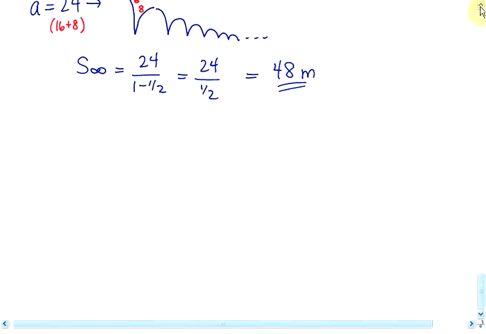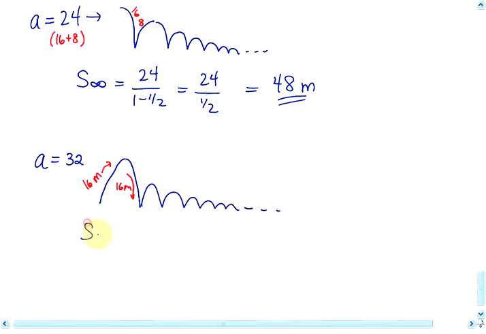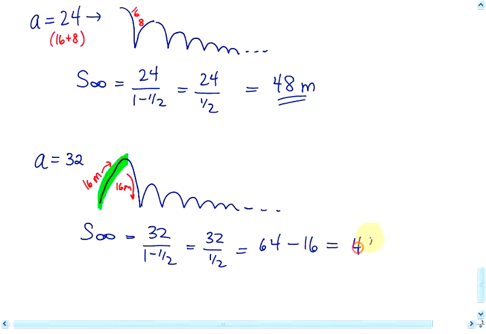The third way that we could look at this question is where a is 32. In this one, instead of dropping it from a height of 16 meters, we're starting at the ground and it's going up 16 and back down 16. So there's its total distance of 16 meters up and 16 meters back down. There's your a is 32, and then it just keeps doing that. So we have 32 over 1 minus 1/2, 32 over 1/2, which is 64, and we need to subtract out again this 16 meters on the initial upswing because it didn't actually travel that, and you get 48 meters.